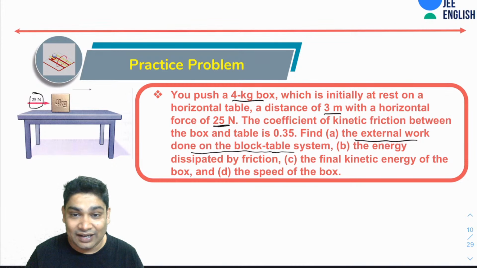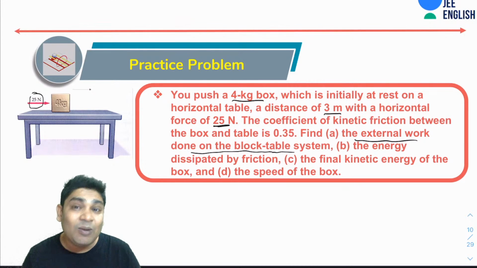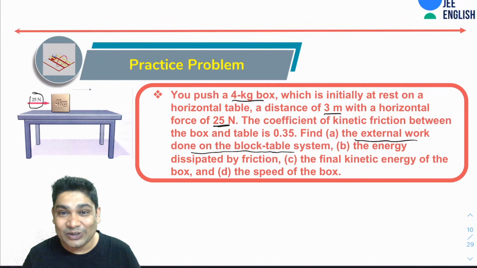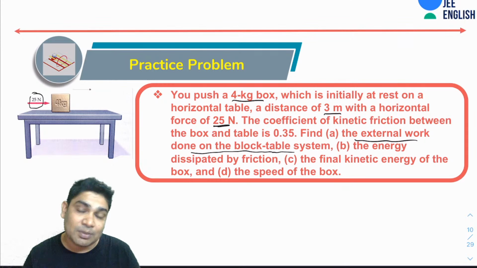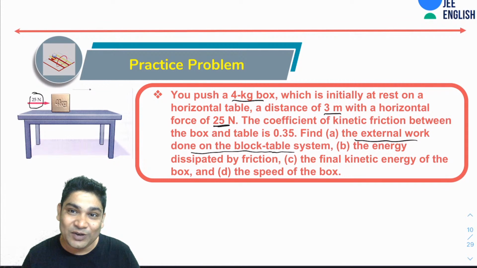Okay, so yes, Rishi is right. 75 joules is the correct answer for part number 1. How about part number 2? What would be the energy dissipated by friction? What would be the energy dissipated by friction? Think about it. 42 joules. Okay, let's see. Yes, that seems about correct. 42 joules seems around correct.